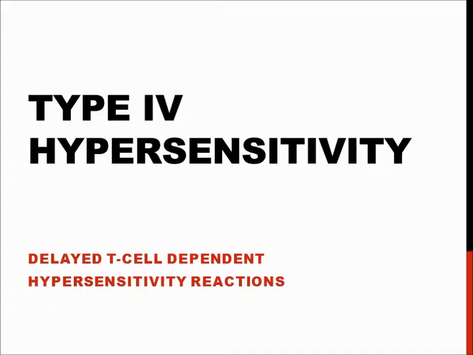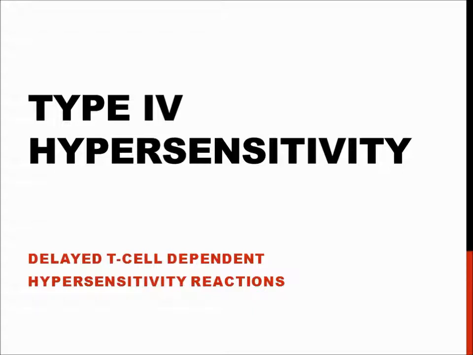What all these have in common is they elicit a reaction from the body that is called type 4 hypersensitivity. This type of hypersensitivity is also known as delayed T-cell dependent hypersensitivity reactions. They're called this because the main immune cell involved in all of these reactions is a very special type of adaptive cell called the T-cell.